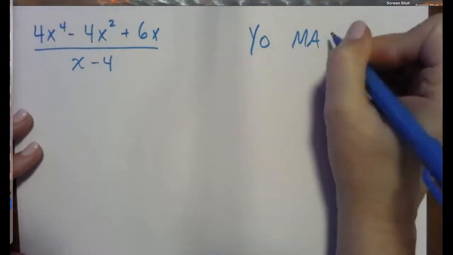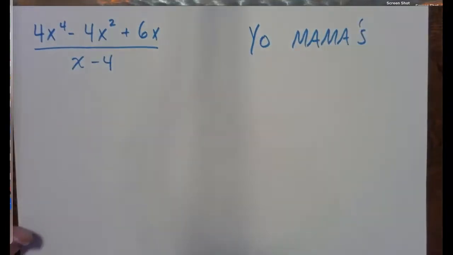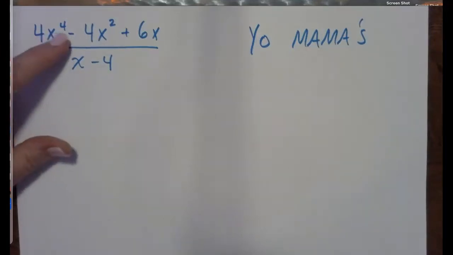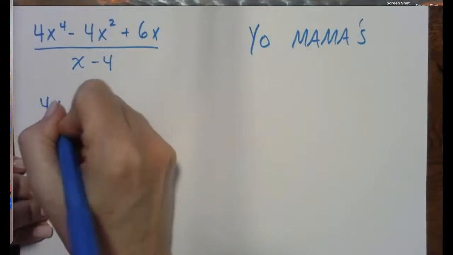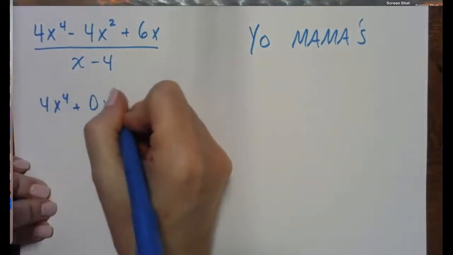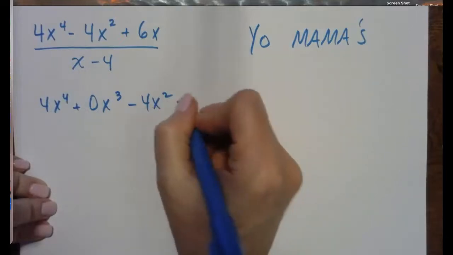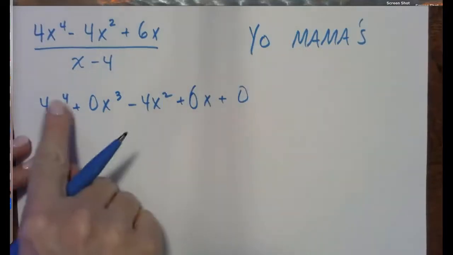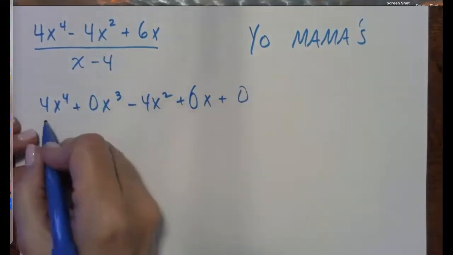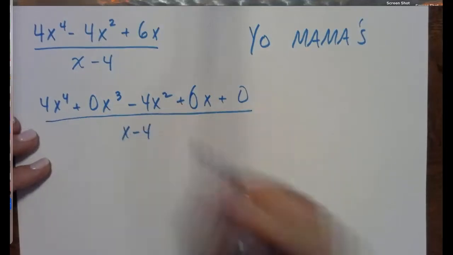Now, secondly, we've got synthetic division, and I like to call synthetic division yo mama's division. Why? Well, you'll see in just a second. The first thing we've got to do is get our dividend set up because we are missing some powers of x. We've got 4, we've got 2, and we've got 1. So let's rewrite that dividend as 4x to the 4th plus 0x cubed minus 4x squared plus 0x, plus 6x plus 0. 4, 3, 2, 1, none. Now our dividend is set up and ready to divide.